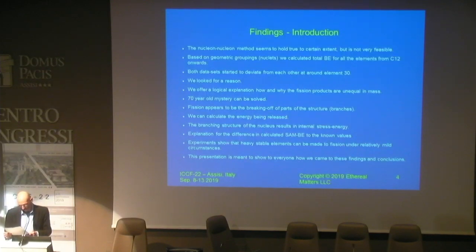The branching structure of the nucleus results in internal stress energy, and this in turn is the explanation for the difference between the calculated SAM binding energy curvature, which does not account for the branches, and the actual binding energy values. Looking at the experimental results that are available in the public domain leads us to conclude that heavy stable elements can be made to fission under relatively mild circumstances. So this presentation, for the rest, is meant to show you these findings.